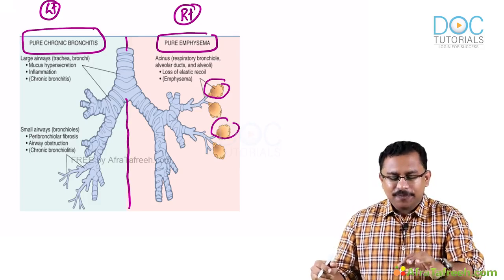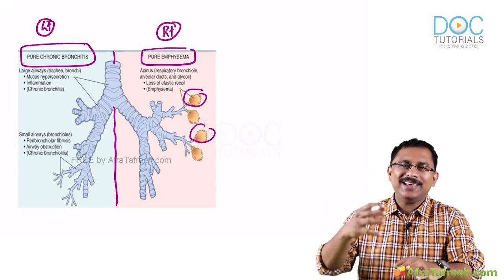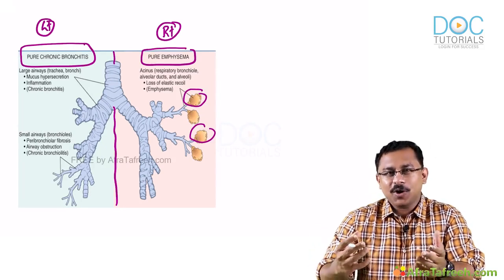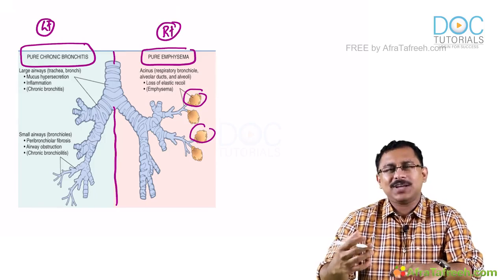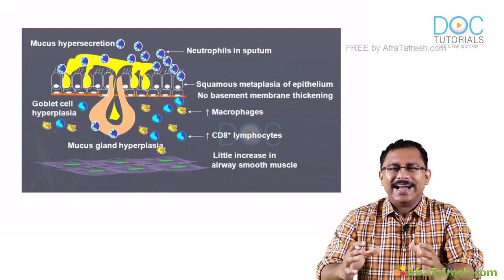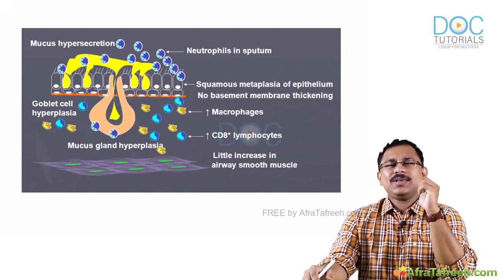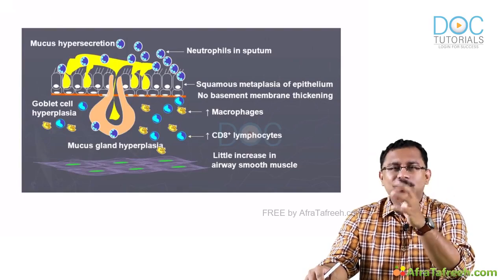Now in case of chronic bronchitis, it is predominantly the region of your bronchi that is involved. Let's see what are the changes happening. This is just a diagrammatic representation showing the various changes in a case of chronic bronchitis.